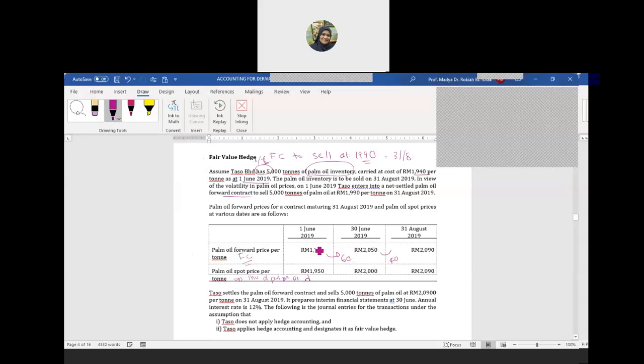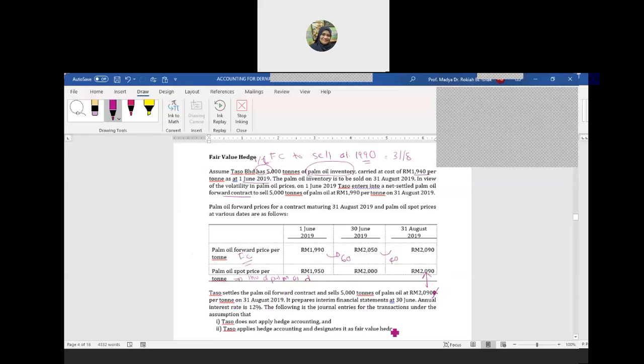So when the price increases here, what it says is that you're going to sell that one at the price of 1990. Okay, Tasso settled the palm oil forward contract and sold 5,000 tons of palm oil at the price of 2090, which is the price that we have for the palm oil, on 31st August 2019.